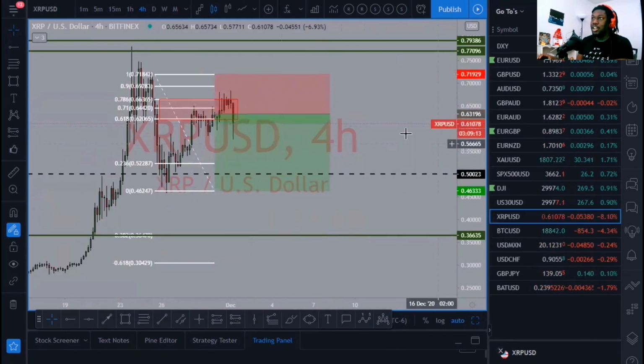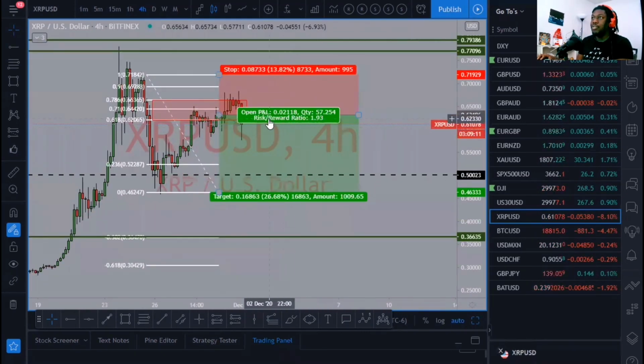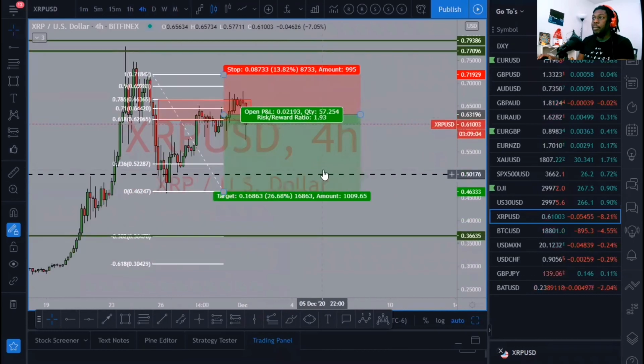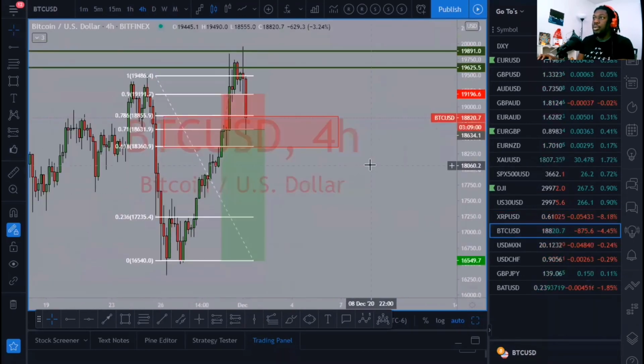Ripple is finally starting to act right. I actually got out a little early, got back in earlier today. So I'm happy about that. But Ripple is definitely starting to act right. I'm still going to let it play out. Bitcoin.